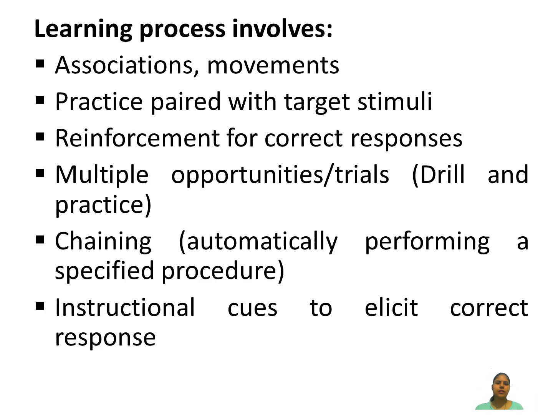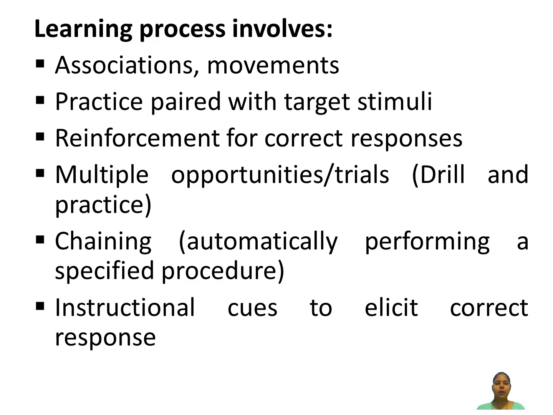So what does this learning process involve? It involves associations. It can be of anything. Associations can be of an environment. Association can be done with an object. Association can be done with any type of reinforcement. It can be anything. Practice paired with target stimuli. Now, what is practice paired?